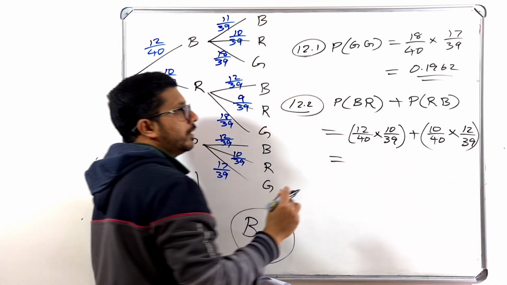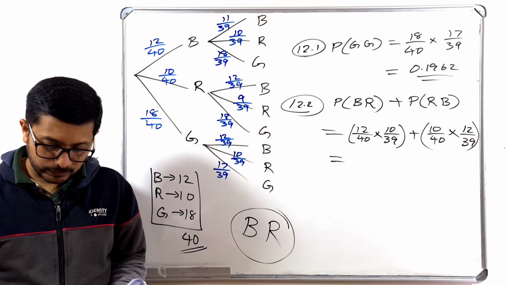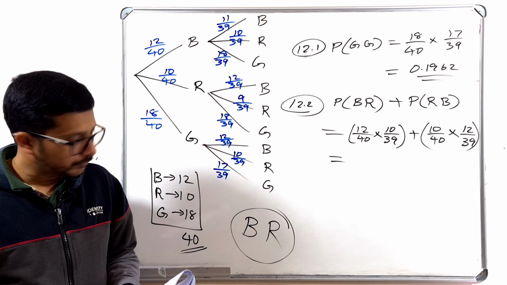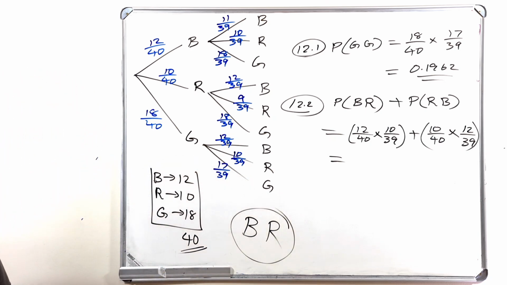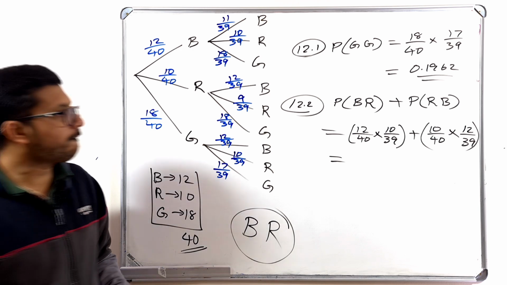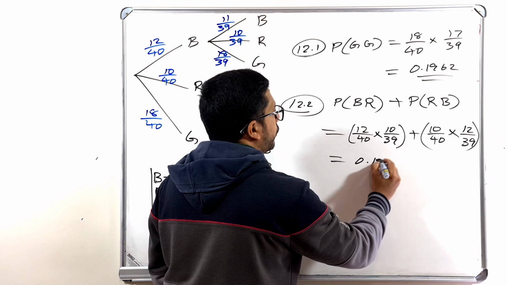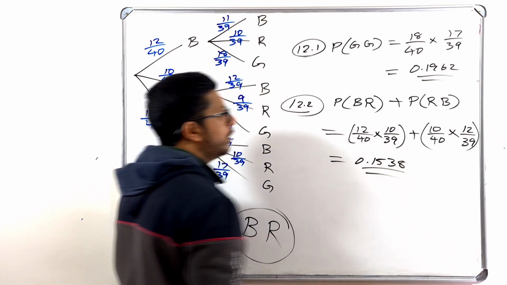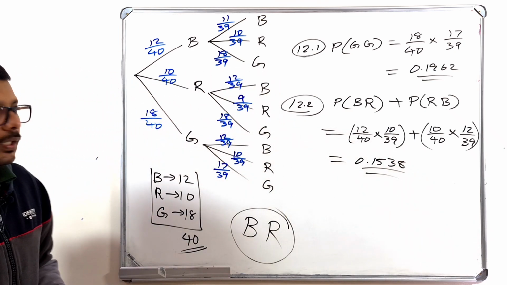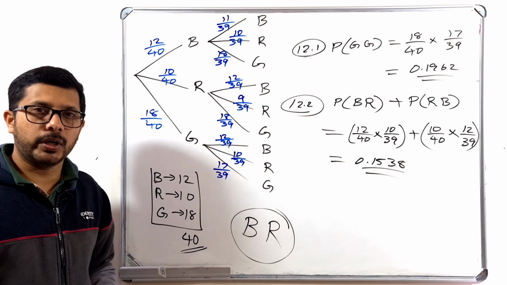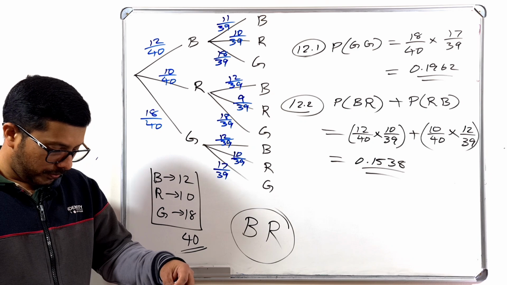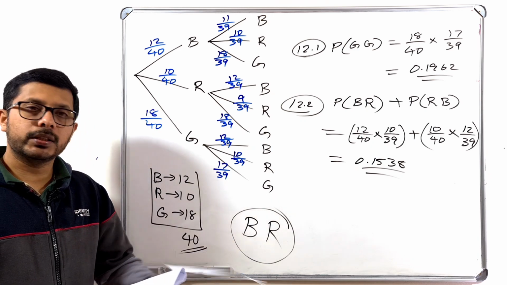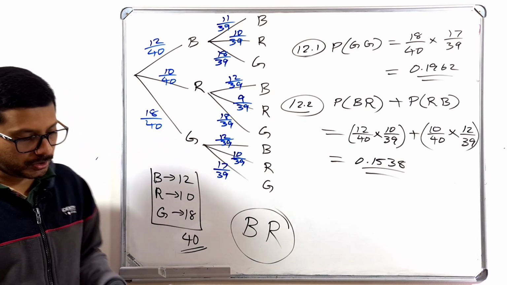Now check in your calculator and try to find the answer of that one. So in your calculator you will get 0.1538. Either you can write it in decimal or percentage. How can you write? 15.38 percentage. Okay, so that is question number 12.2. Now let's go to question number 13. Okay, question number 13.